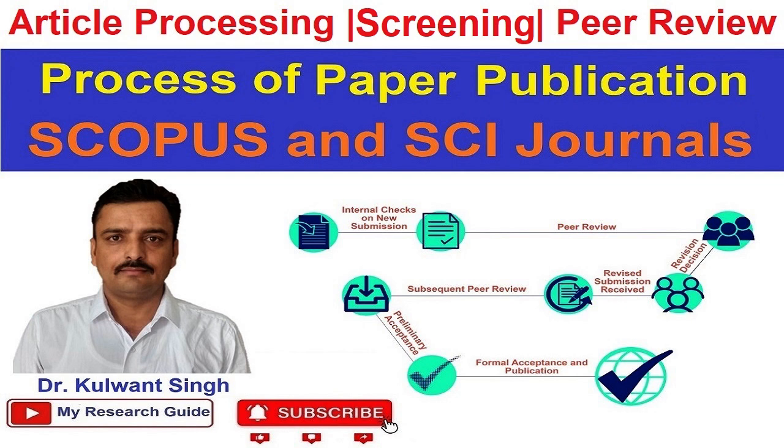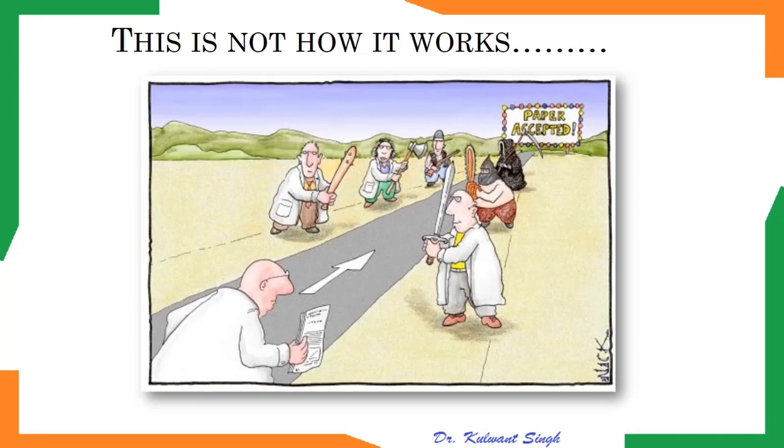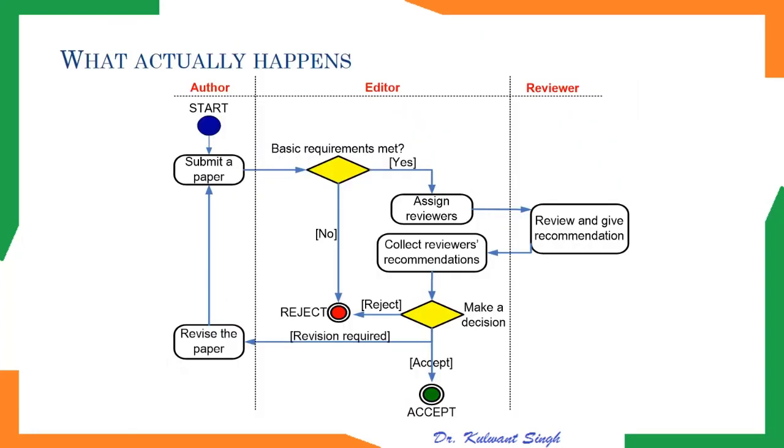In this video, we will discuss a few important concepts for publication in Scopus and SCI journals. First of all, it is very important to know about the main hurdles for publication in the indexed journals or the good journals. At the beginning, we will discuss how our paper is processed when we submit to any reputed journal.